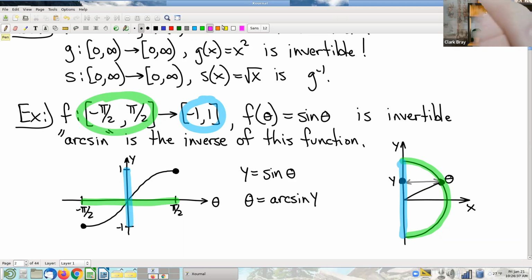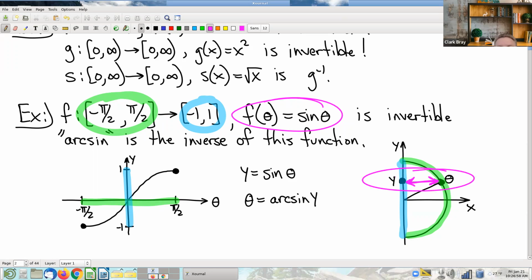Then this is an invertible function. This correspondence says you give me a theta, then pick the corresponding value of y by the sine. This correspondence just looks very nicely like this on the unit circle picture. This correspondence is the invertible sine function, and its inverse is called arcsine.